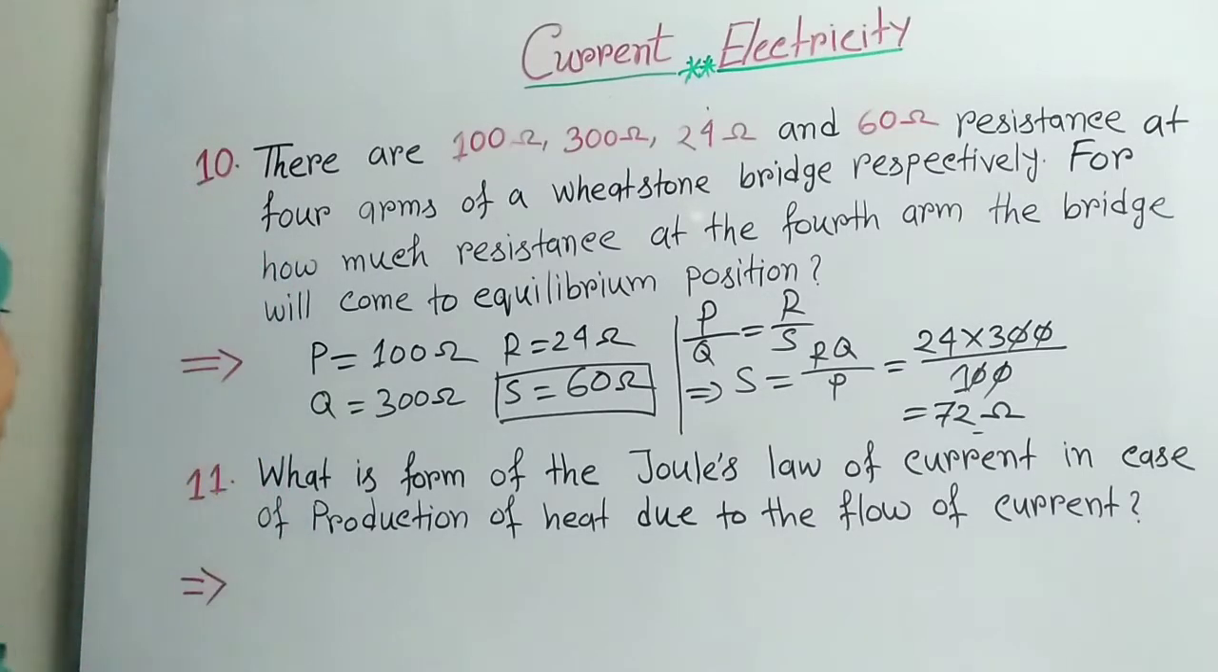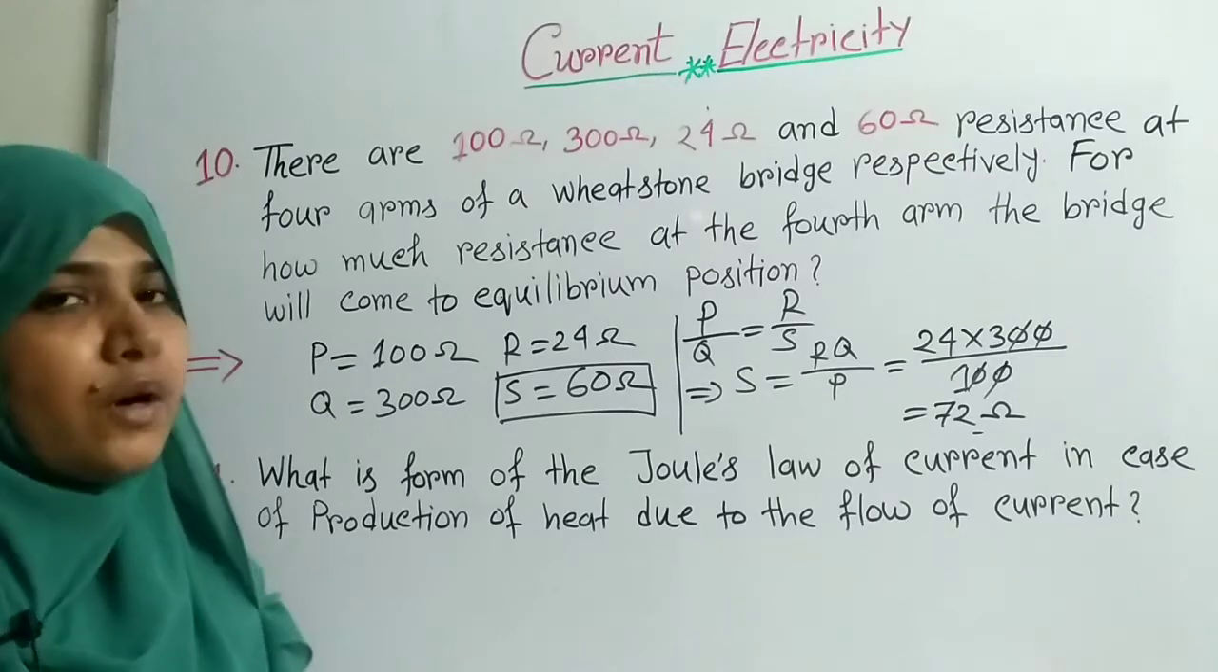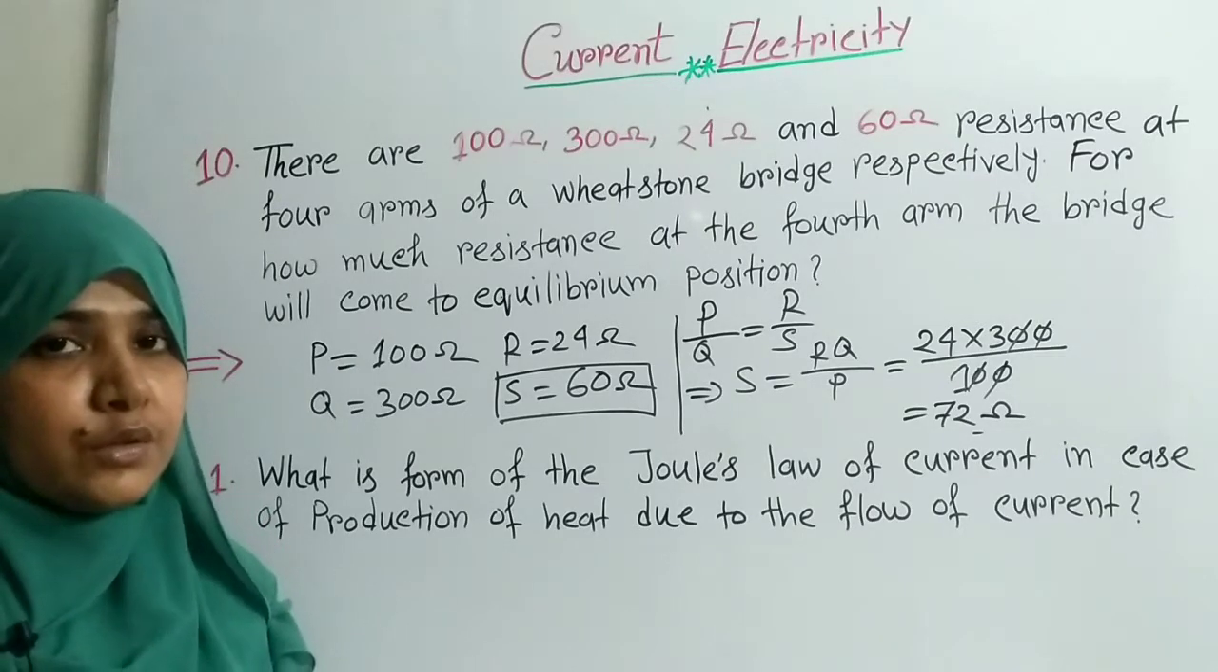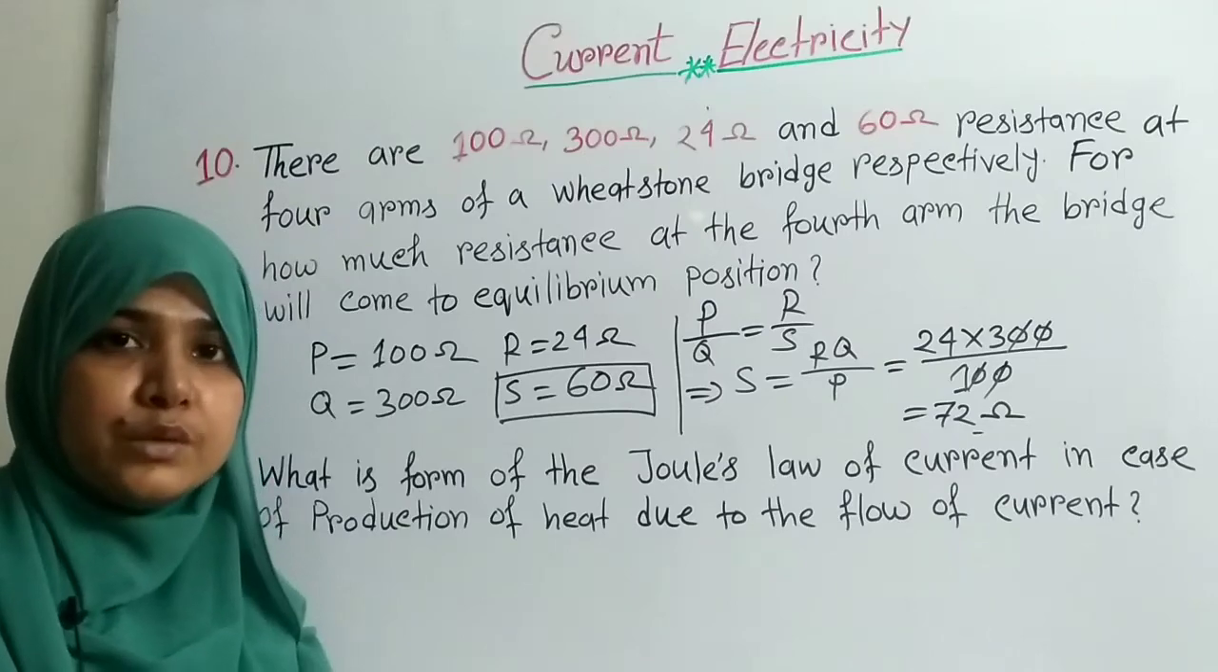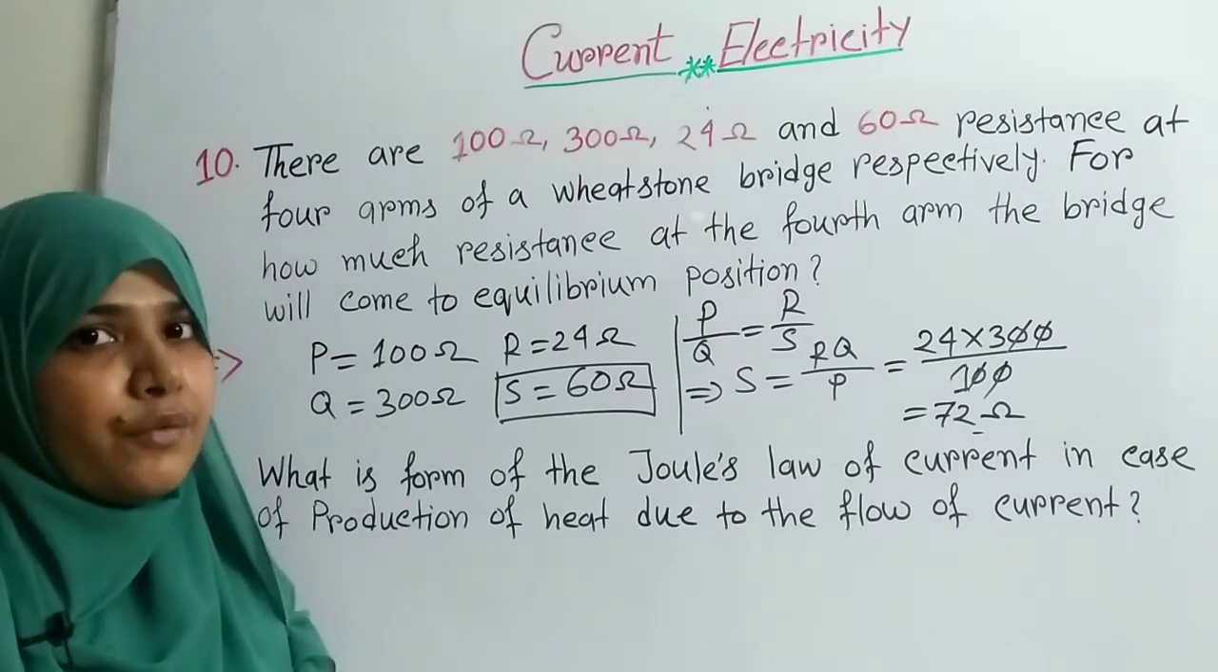Our next question, question 11 is, what is the form of Joule's law of current in case of production of heat due to the flow of current? You know that there are 3 laws of Joule for the flow of current.